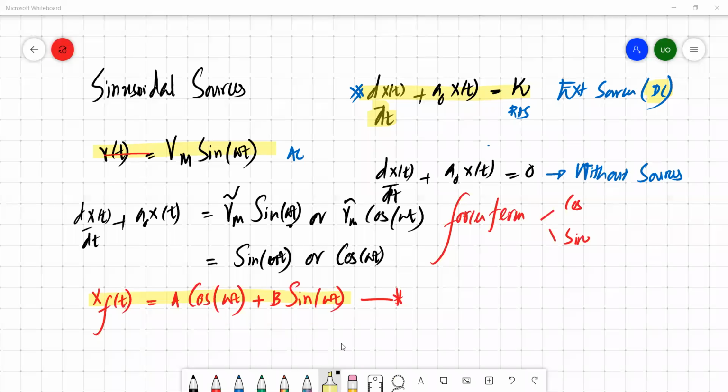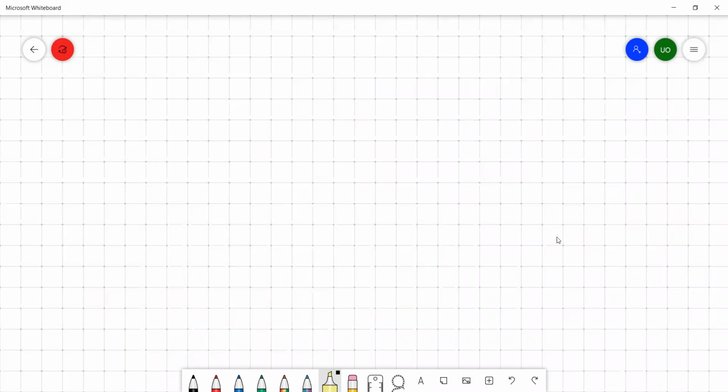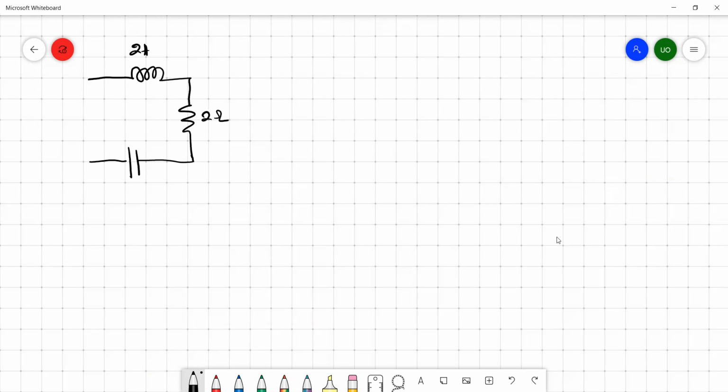Okay, we'll take one example. So in this circuit, we have an inductor, a resistor, and a capacitor. This is 2 Henry, 2 ohm, and 1/10 farad. We have a source, which is like 15 cos 2t.